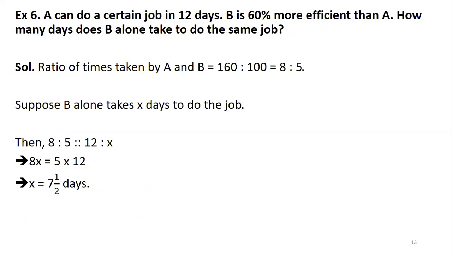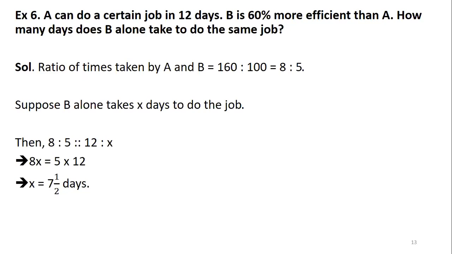A can do a certain job in 12 days. B is 60% more efficient than A. Now, how many days does B alone take to do the same job? B is 60% more efficient than A. So, the ratio of time taken by A and B, since efficiency is 60% more, A will take 60% more time than B, because efficiency and time taken are inversely proportional. Underline: efficiency and time taken are inversely proportional.